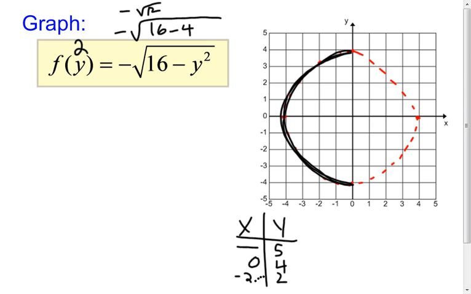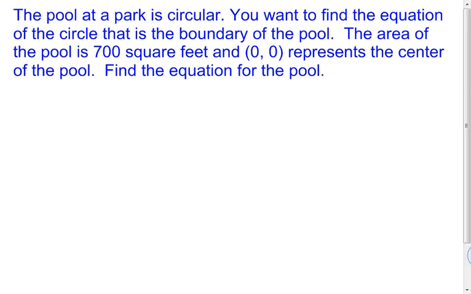So if you want to use your tables to help you picture that, that is a way that you can do that. This is the negative root again, so you have the left half of the circle. If it's a positive root, you would have the right half of a circle if it's y underneath the radical. All right, then just one more here.